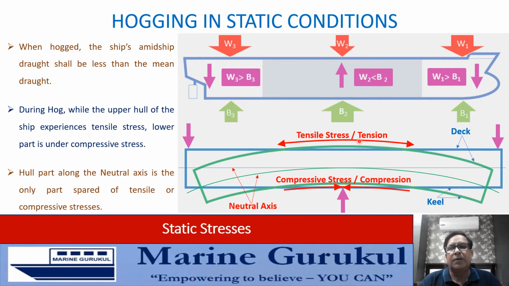So the hull part along the neutral axis is the only part that is spared of any stresses because of this longitudinal bending. It is neither under tensile stress nor under compressive stress. Otherwise, the upper parts experience tensile stress, lower parts experience compressive stress, and the ship's hull has to be strong enough to withstand these stresses.